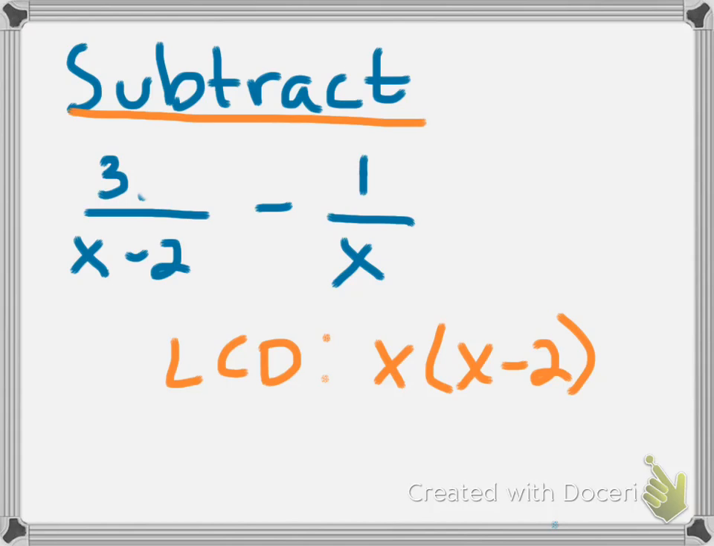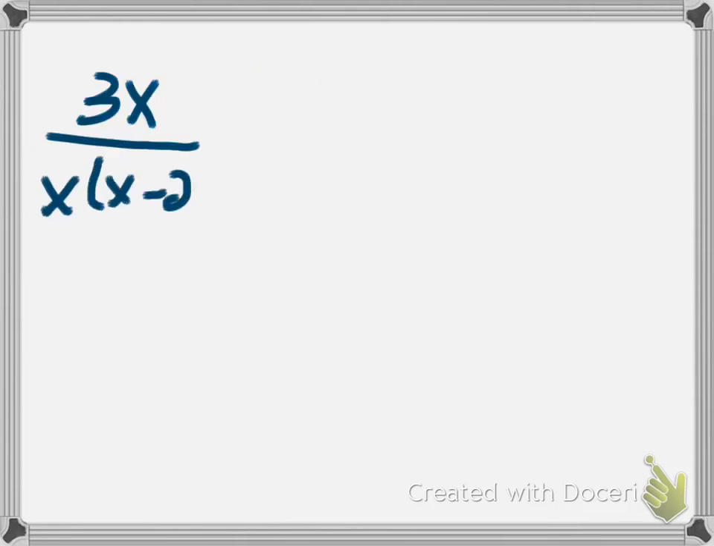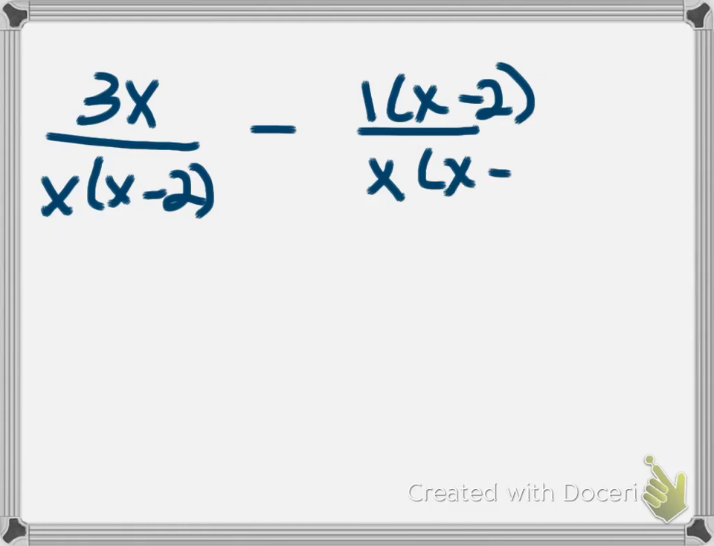Alright, so that's our LCD, so we need to try to force each fraction to have the same denominator. So this first fraction, we're going to have to multiply top and bottom of the fraction by x. The second fraction, we're going to have to multiply top and bottom by x minus 2. Now I like to rewrite it so I can see what that's going to turn into. Maybe you don't have to rewrite it, but it's more helpful to rewrite it. We had 3x on top of the first fraction, and then we had our LCD, which was x minus 2. So that's me rewriting the first fraction. And then the second fraction, we had a 1 and an x minus 2, and then the denominator was x minus 2.